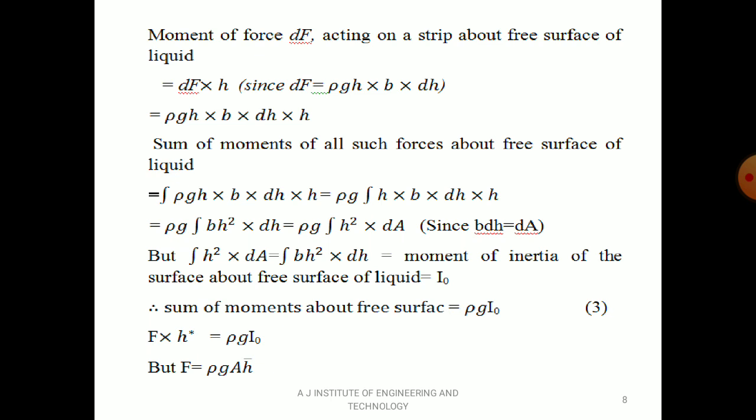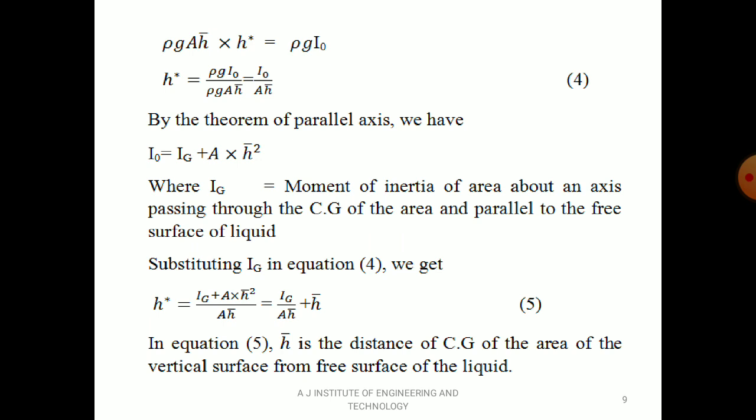F we already calculated as rho g into A into H bar. So just substitute F equal to rho g A H bar. So rho g into A into H bar into H star equals rho g I naught. So you can get the expression for H star as H star equals rho g I naught divided by rho g A H bar, that is I naught divided by A H bar. Take it as expression 4.